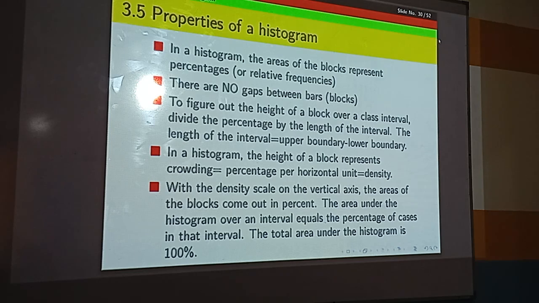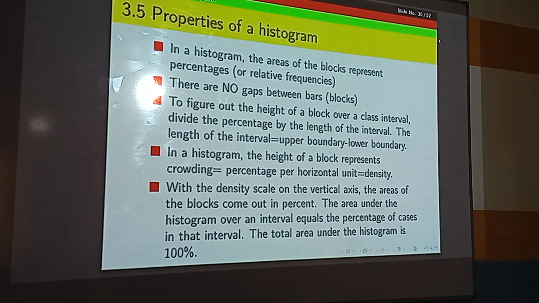Later on, when we talk about probability density functions and so on, those are smooth curves of the relative frequency histogram, right? So you find out the density so that the area is equal to the relative frequency, not the percentage. But the shape, of course, is the same for both. So there should not be gaps in a histogram.